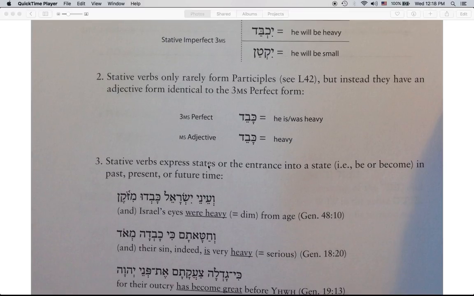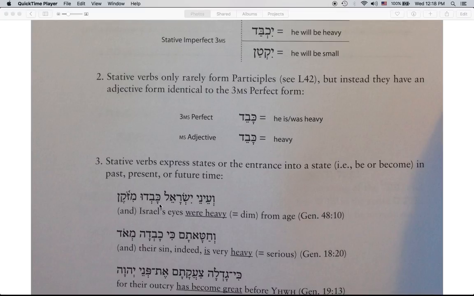Finally, we learned that stative verbs express states or the entrance into a state, i.e. be or become in past, present, or future time. So we don't always know what the time is. That's consistent with what we've learned about verbs. So let's take a look at what this means.